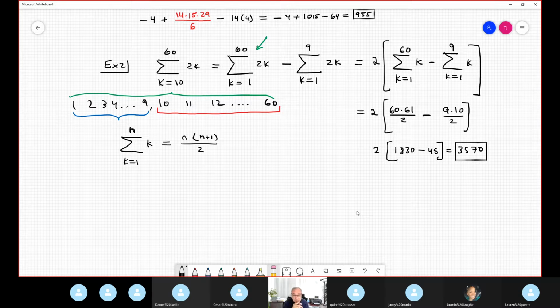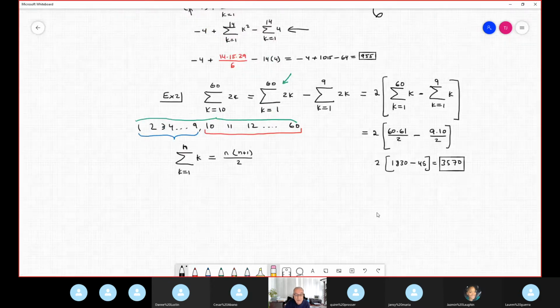So I separate. I computed the complete summation from 1 to 60, and you subtract the part that you don't want, which is from 1 to 9, 1 less than the lower limit. Do you understand or no? Tell me.